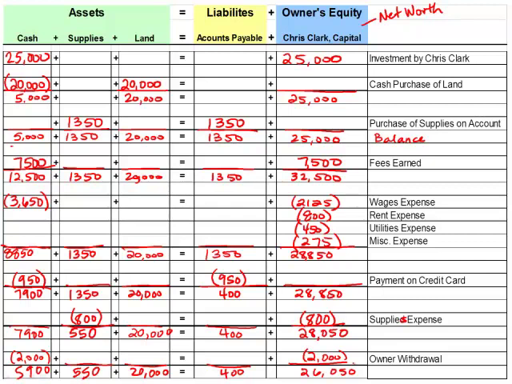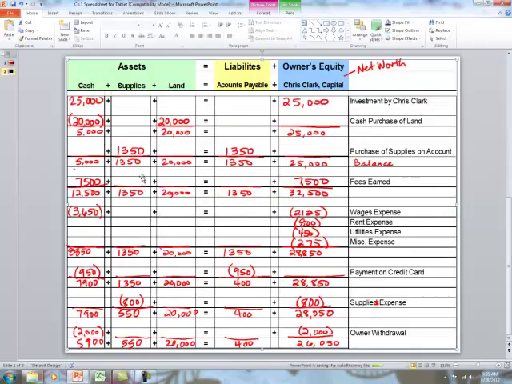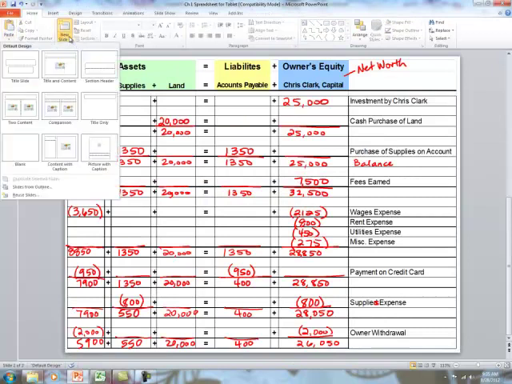Now let's take these numbers and let's make some financial statements for this business, for this one month. I think I need to add some slides here.